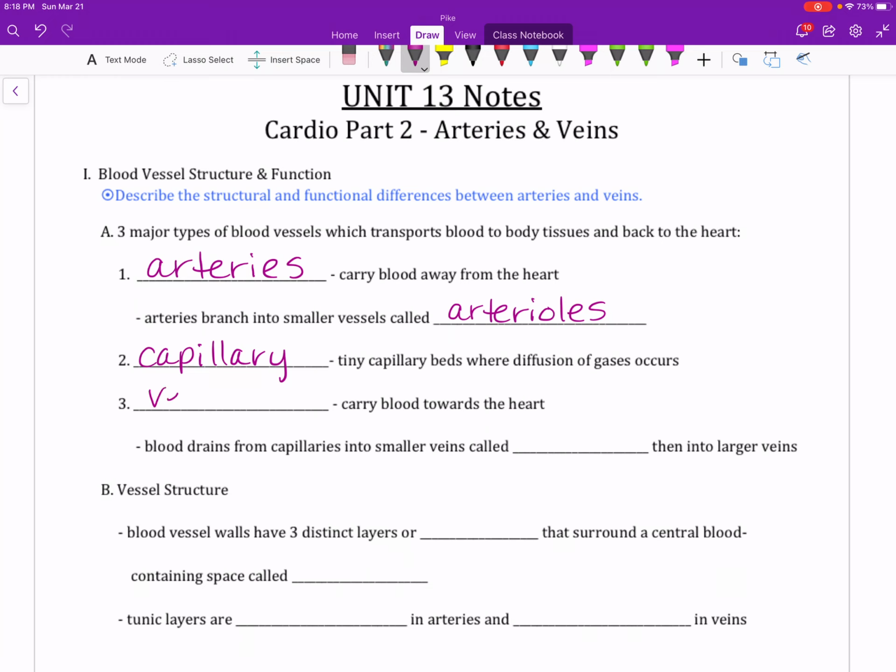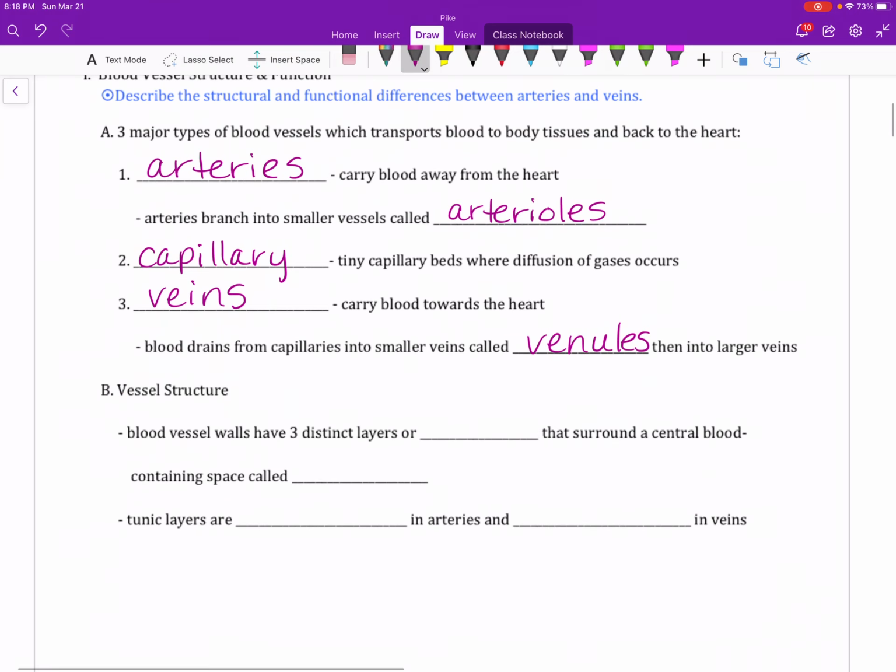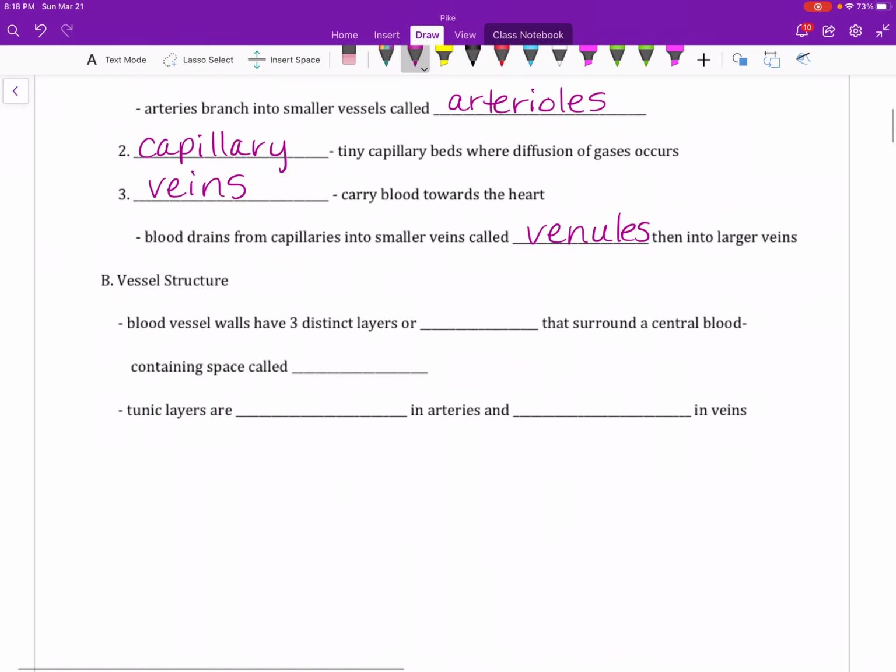Then we have the veins, which are carrying blood back to the heart. And then those veins are actually draining blood from smaller veins called venules. So we have arteries, veins, and capillaries, smaller arteries called arterioles, smaller veins called venules. Just a tiny bit into vessel structure.